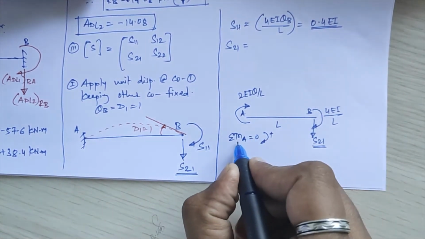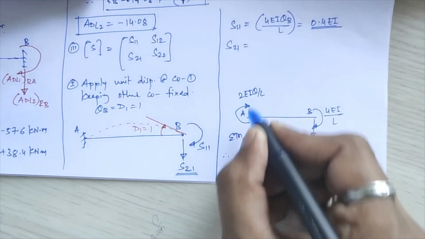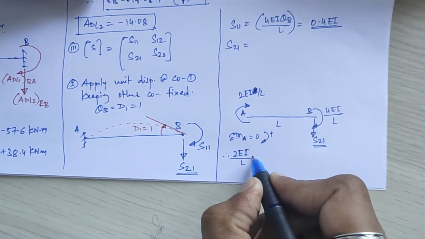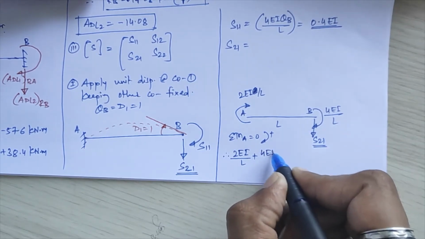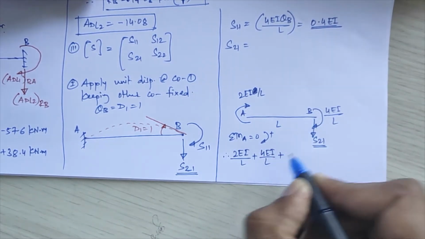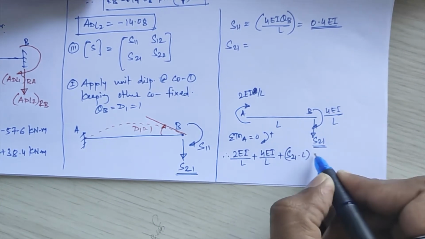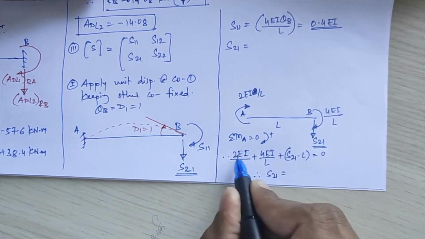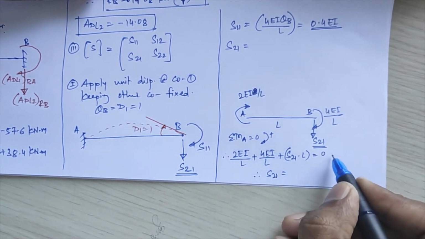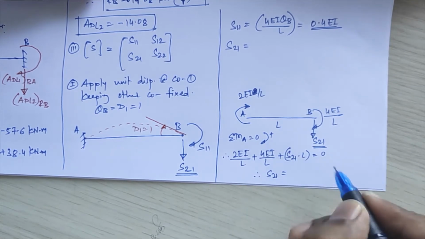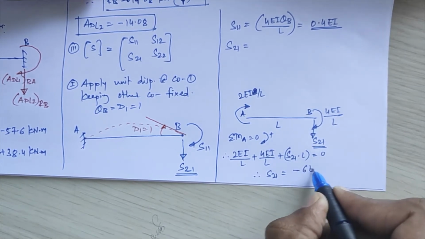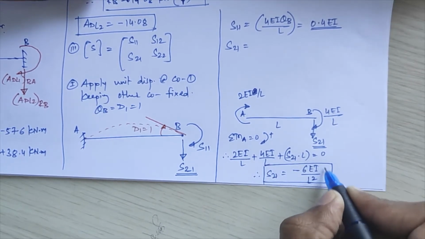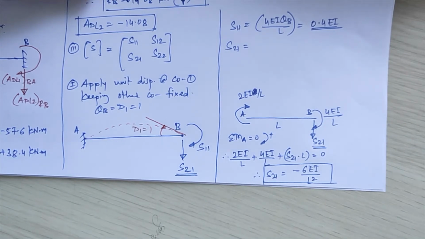Okay, so taking moment at A, if I apply theta equal to 1, what I get is 2EI/L plus 4EI/L plus S21 into L is equal to 0. If I calculate this S21, I get 2 plus 4, that is 6. When that goes to the RHS, it becomes minus, and this L will get divided, so I get minus 6EI upon L square. In terms of theta it will be minus 6EI theta upon L square.